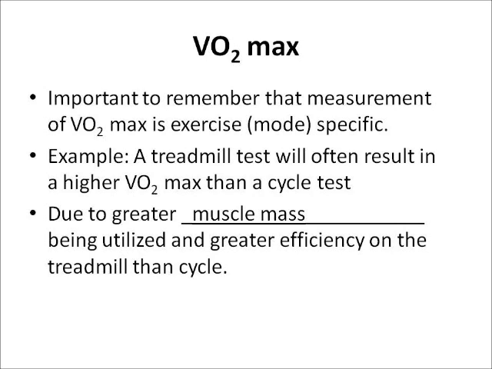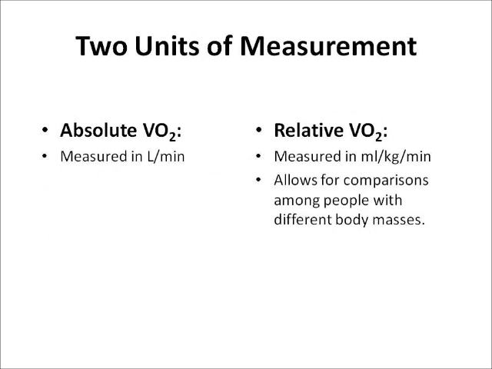Next slide. Important to remember that measurement of VO2 max is exercise or mode specific. Example, a treadmill test will often result in a higher VO2 max than a cycle test, and that is due to greater muscle mass, so your blank there is muscle mass being utilized, and greater efficiency on the treadmill than the cycle.